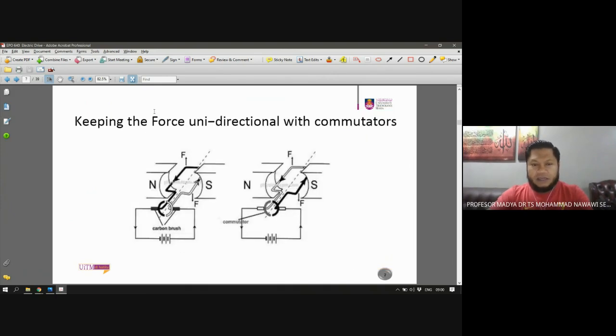Okay, next. In order for you to keep the force unidirectional, which means this conductor will experience upward force, and this conductor will experience downward force, we use this slip ring. We use this commutator, and therefore you have that unidirectional force for the motor.